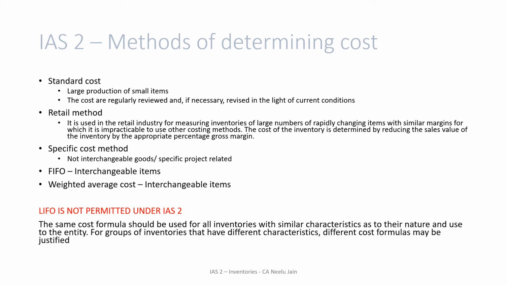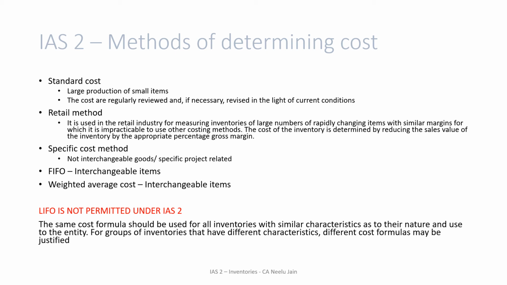However, if you have interchangeable items which are of similar nature, similar type and can be exchanged, in that case, IAS 2 has specified two other methods, which are FIFO and weighted average cost. FIFO is first in first out method, and the weighted average cost method. However, under IAS 2, one particular method, which is LIFO, last in first out, is not permitted at all. Under US GAAP, LIFO is permitted. So this is something which has to be taken with extra caution, because IAS 2 doesn't permit LIFO as a method in determining your inventory cost.